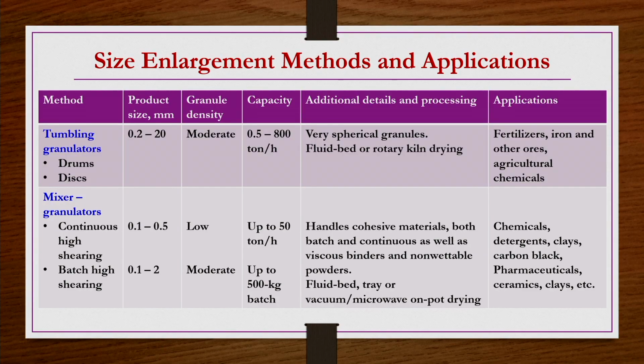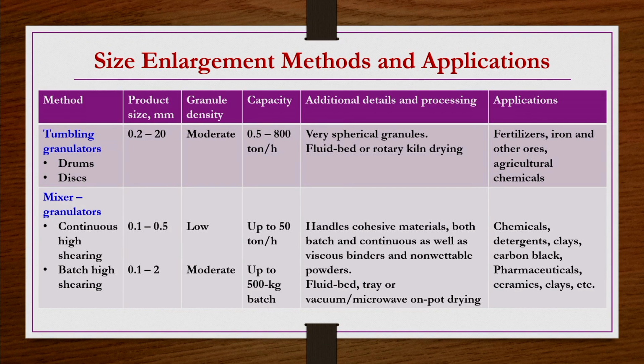So, these tumbling granulators are good enough for producing granules of size 0.2 to 20 mm. The granule density, or density of the agglomerated particles, is in general moderate. The tumbling granulator has the advantage of high capacity, they can handle up to 800 ton per hour as well. And the granules that you get after the size enlargement are very spherical in nature by using these tumbling granulators.